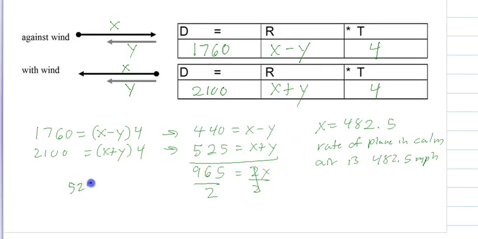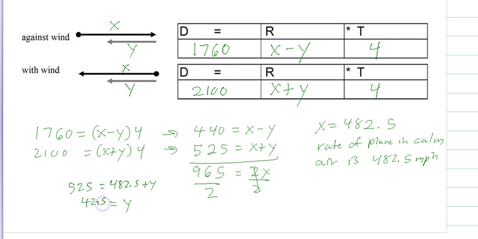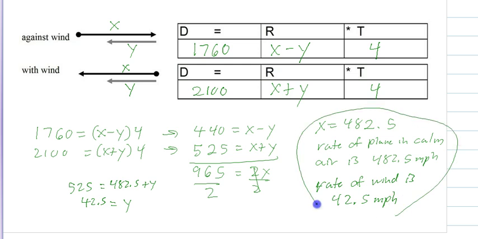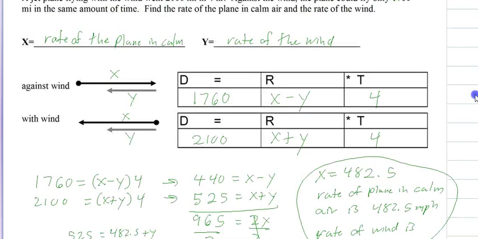And to find the rest, just plug it back in. So 525 equals 482.5 plus y. So y would equal, just subtract it, 525 minus 482.5, 42.5. So the rate of wind is 42.5 miles per hour. And there you go. That's our answer. So hopefully you kind of get the idea of these systems of linear equations using currents and wind speed.